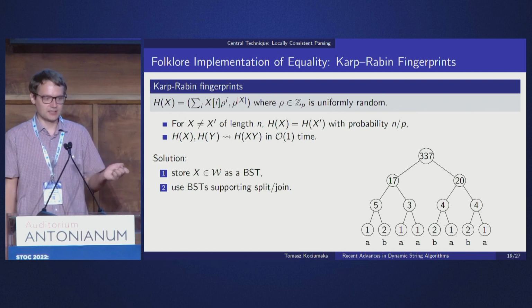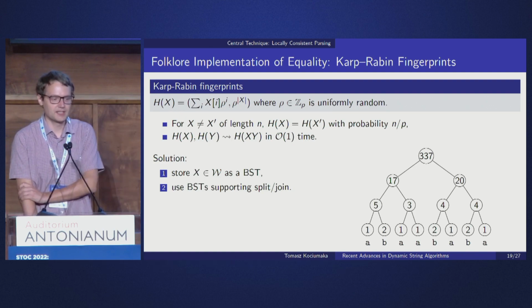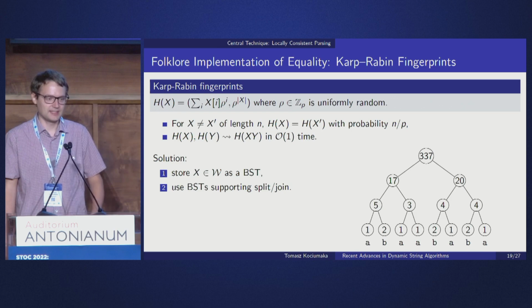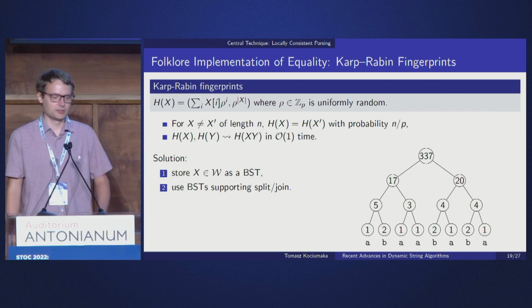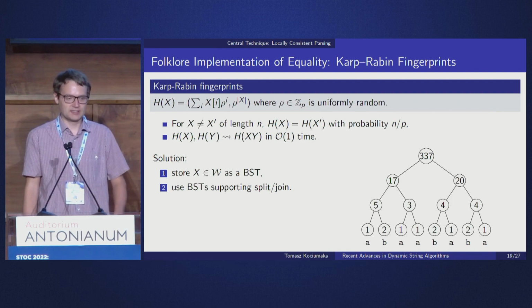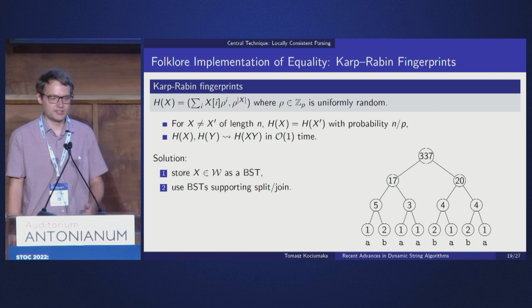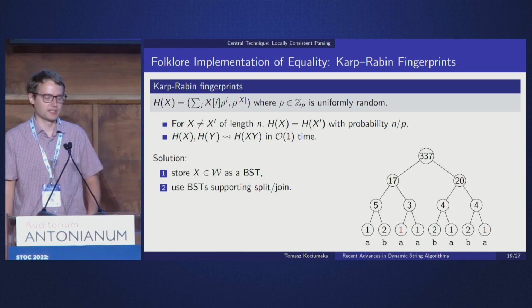And here, this is a regular binary search tree, and the only property of it we are using is that each node maintains the fingerprint of the string composed by the characters represented in this tree. So here, leaves correspond to individual characters, and for each node, we store the fingerprint of the string when you read out the leaves in the subtree from left to right.